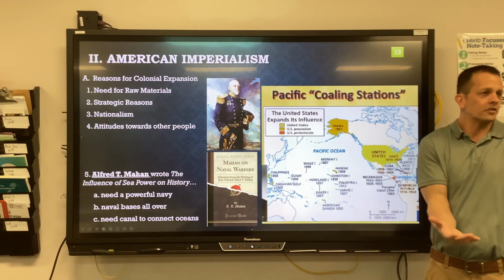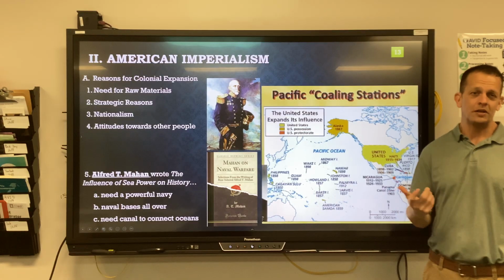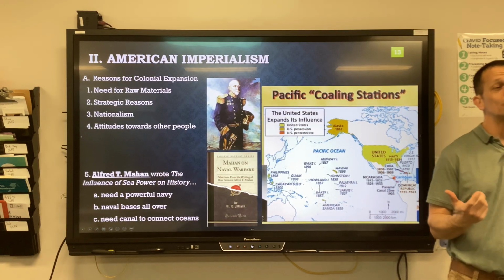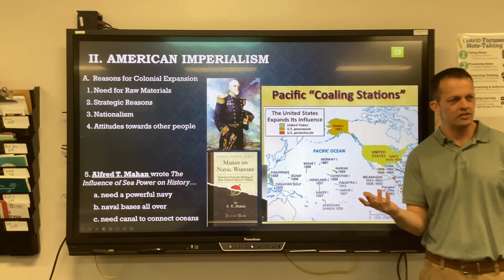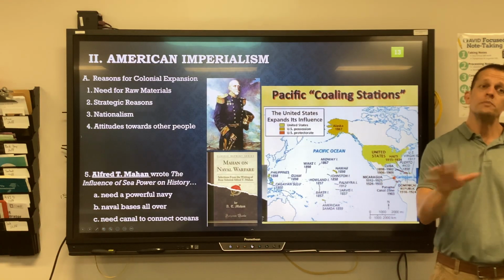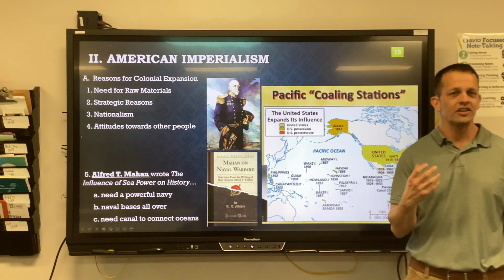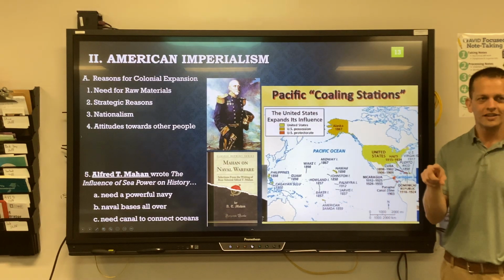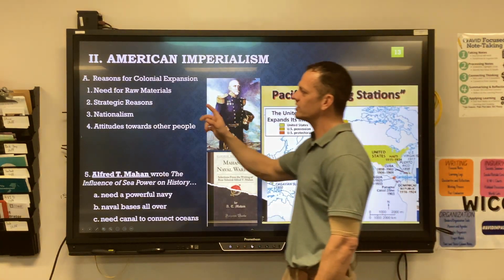So raw materials. At this point in time, the biggest raw material making companies money is actually sugar. There's no oil yet. All boats are still steam engines. Coal is important, but sugar is a money maker for the United States for plantations. You can see why Cuba became important. The Caribbean area was really nice because of sugar plantations, right? Sugar is the raw material at the time.